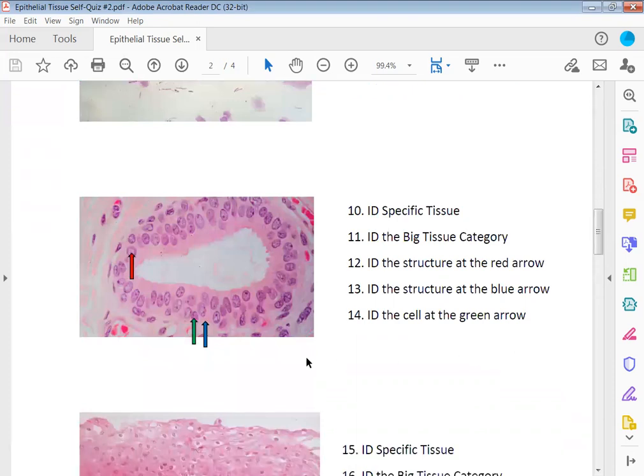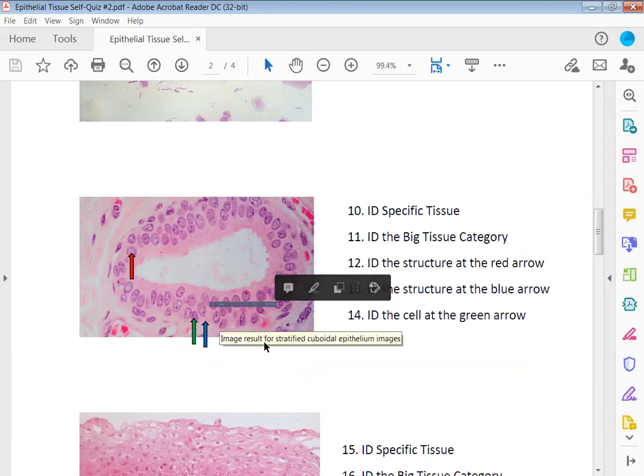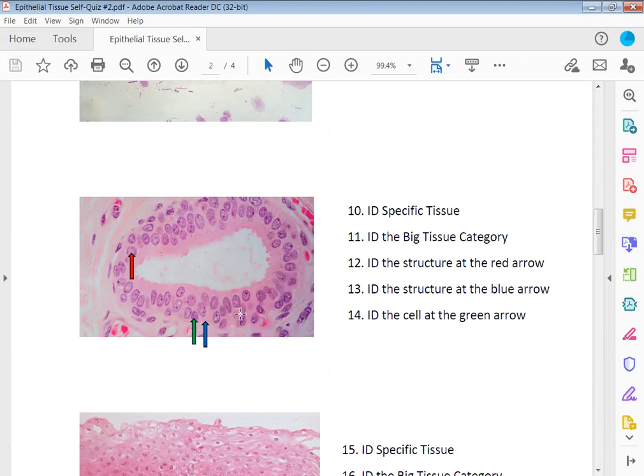This specific tissue is going to be stratified cuboidal epithelium. Remember, it's stratified because you can see multiple rows of nuclei in here. That means it's more than one layer, therefore it's stratified. For cuboidal, remember, you're going to look for circular shapes or these oval shapes. That clues you in that this is going to be cuboidal. So again, this specific tissue is going to be stratified cuboidal epithelium.